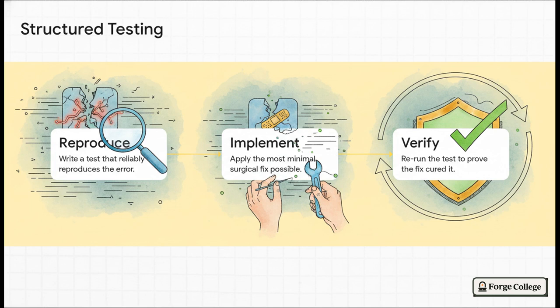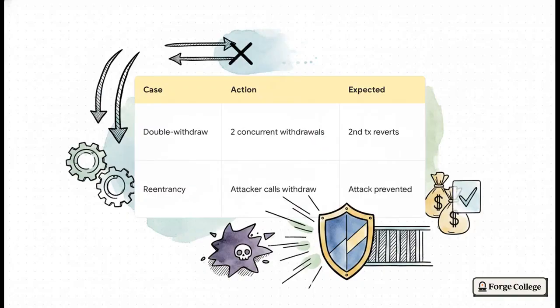No way. First, we write a test that reliably and deterministically reproduces the error. Then, we implement the most minimal, surgical fix possible. And finally, we verify the resolution by rerunning that exact same test, proving definitively that our specific fix cured the specific disease. Let's categorize our assaults with a test matrix.